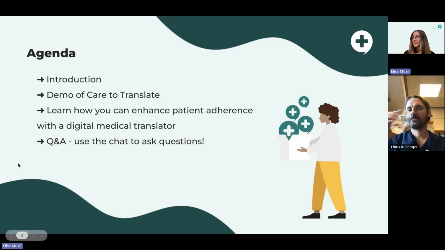Let's have a quick look at today's agenda. We will start with a brief introduction of Care to Translate, followed by a short demo of our app. We will then hear from Linus, who will discuss how the translation app helps improve patient adherence. And we will also take questions at the end. So you can write them in our chat throughout the session, and we will make sure to answer them at the end.